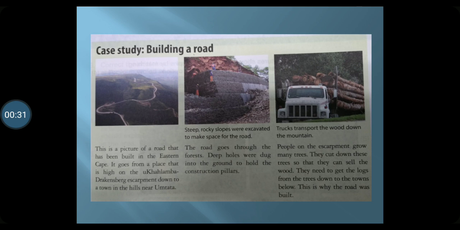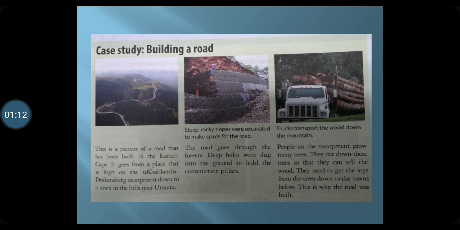This is a picture of a road that has been built in the Eastern Cape. It goes from a place that is high on the Ukhahlamba Drakensberg escarpment down to a town in the hills near Mthatha. So this is the road from Drakensberg to the town Mthatha. The second picture is a steep rocky slope where they excavated to make space for the road. So the road goes through the forest. Deep holes were dug into the ground to hold the construction pillars. There you can see the road busy in construction.